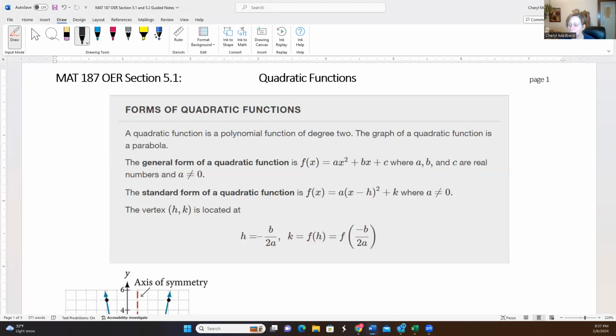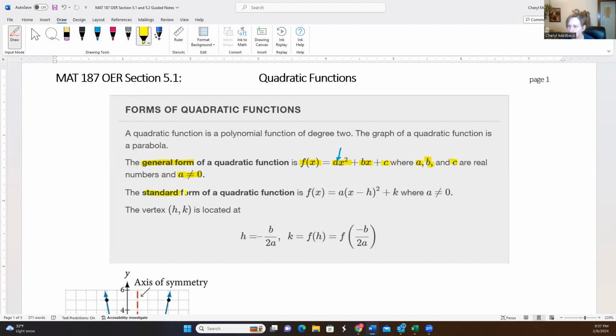Now, the general form of a quadratic function, that's what you see most often, is f of x equals ax squared plus bx plus c, where a, b, and c are the coefficients, but they're also real numbers, and a does not equal 0. Of course, the reason a can't equal 0 here is because if a was 0, you wouldn't have an x squared term.